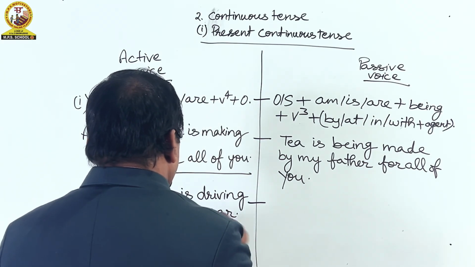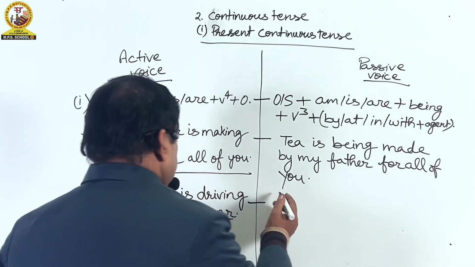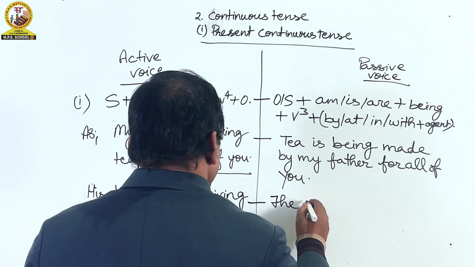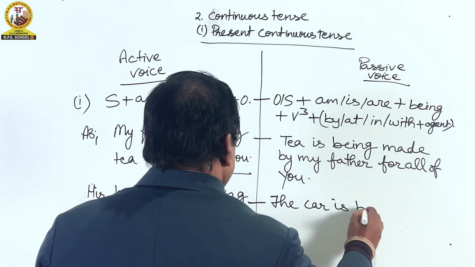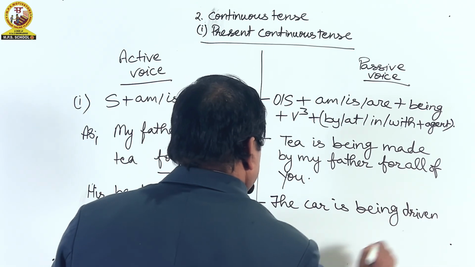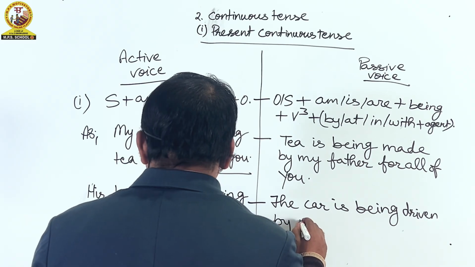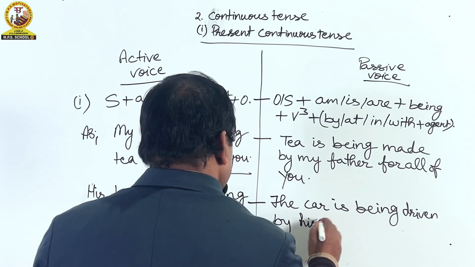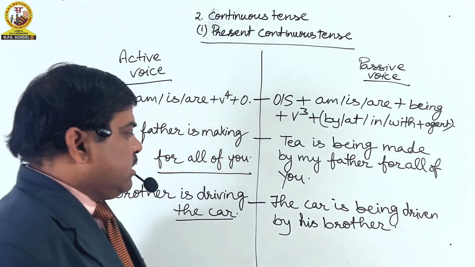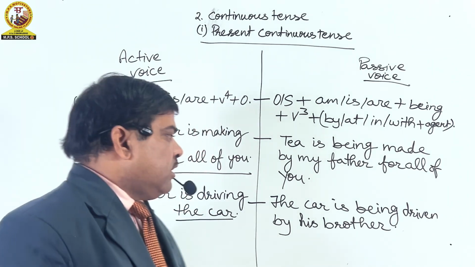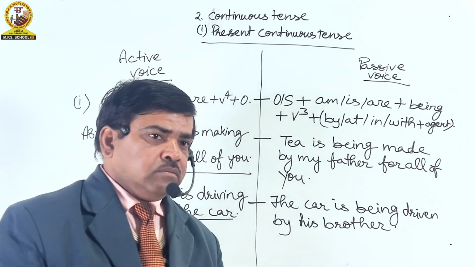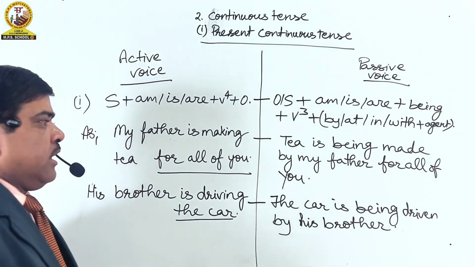We will take the object of the active verb in passive voice as the subject, and it will be: the car is being driven by his brother. The car is being driven by his brother. यानी गाड़ी उसके भाई के द्वारा चलाई जा रही है। Now you can take its screenshot.